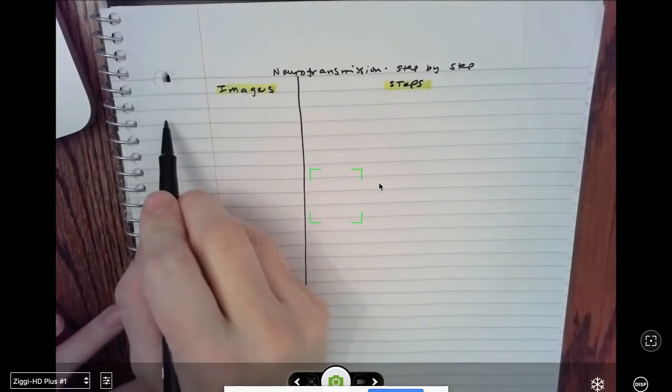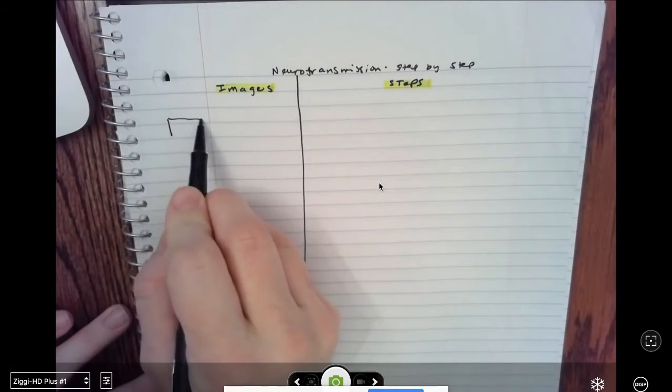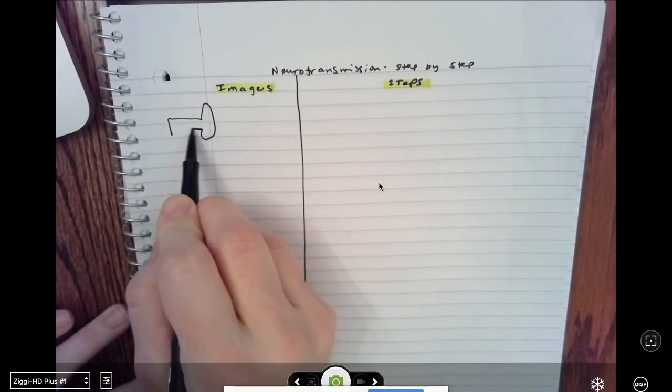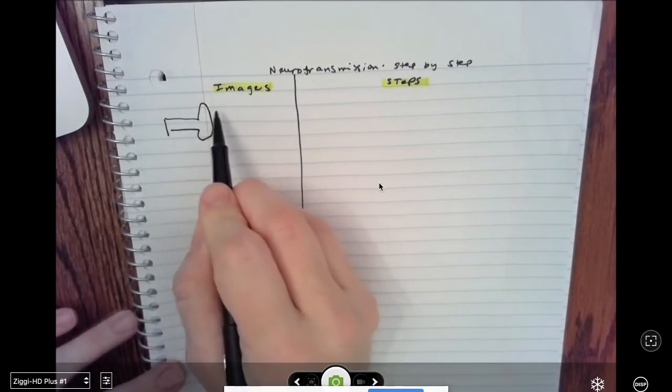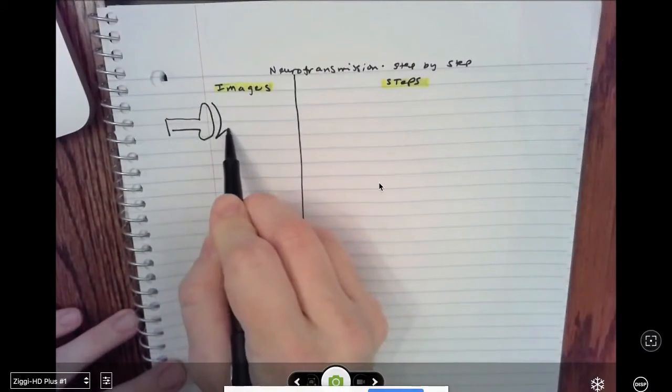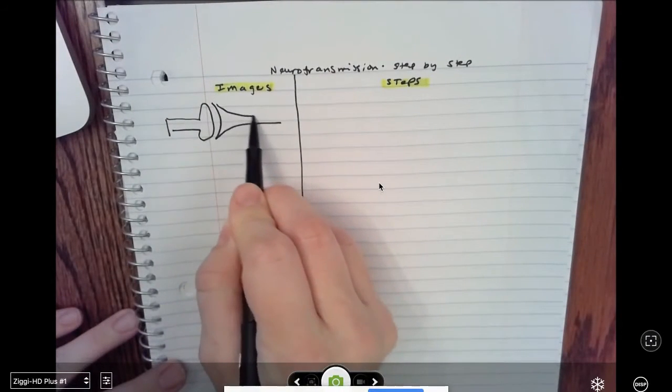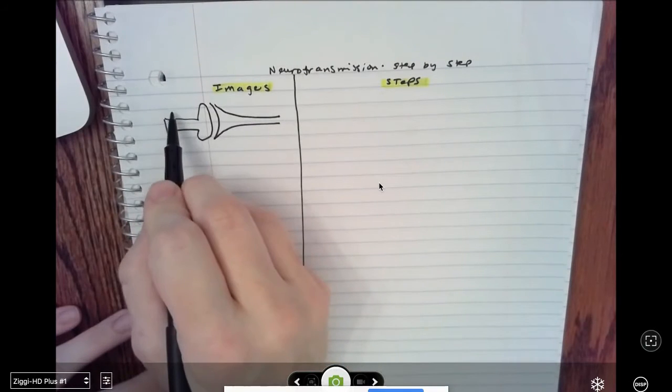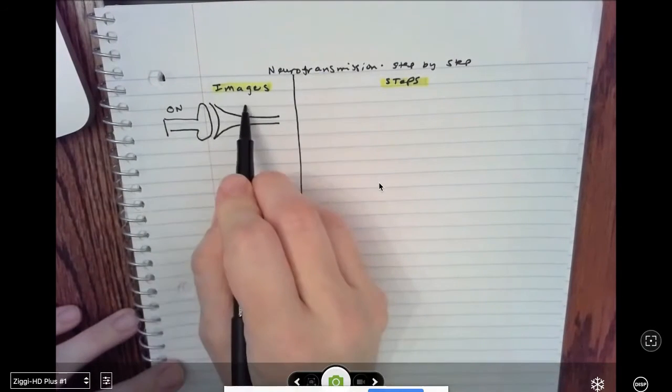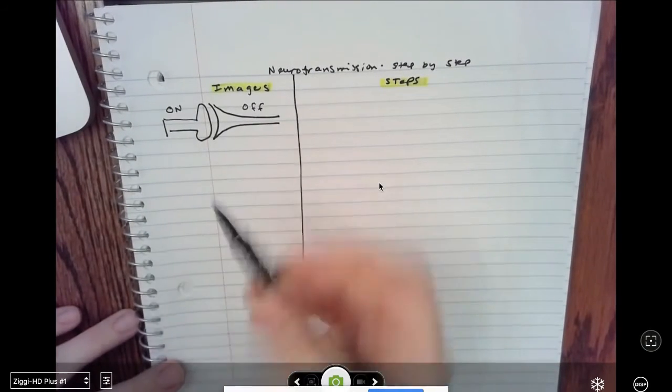All right, step one. So I'm going to draw over here. That is my axon terminal. Here is my dendrite of my following neuron. So this one is going to be the neuron that is on. This is going to be the neuron that is off.